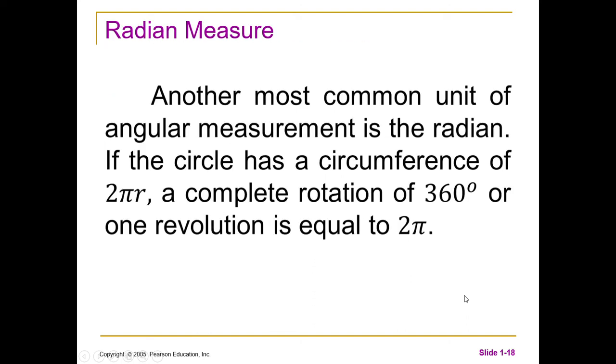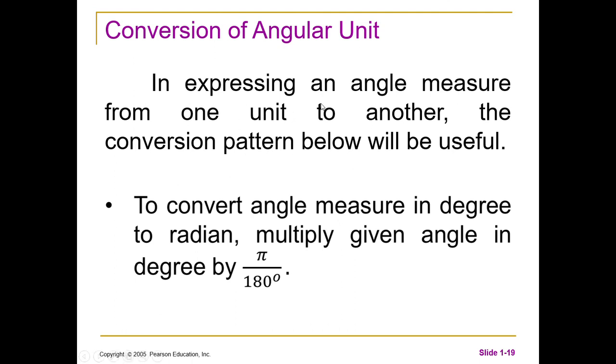Another most common unit of angular measurement is the radian. If the circle has a circumference of 2 pi, or complete rotation of 360, or 1 revolution is equal to 2 pi. In expressing an angle measure from one unit to another, the conversion pattern below will be useful. To convert an angle measure in degrees to radian, multiply the given angle in degrees by pi over 180.